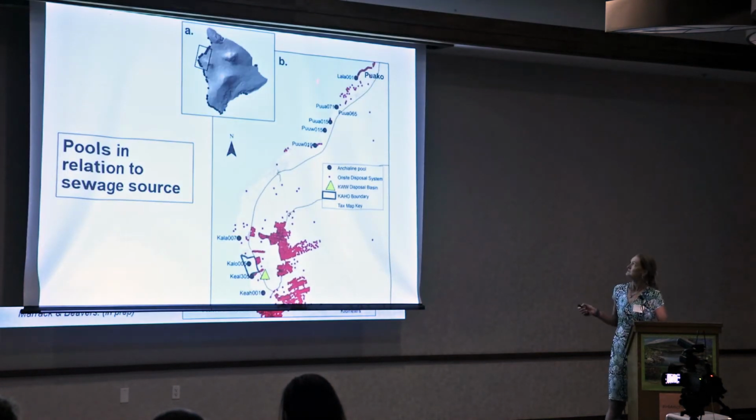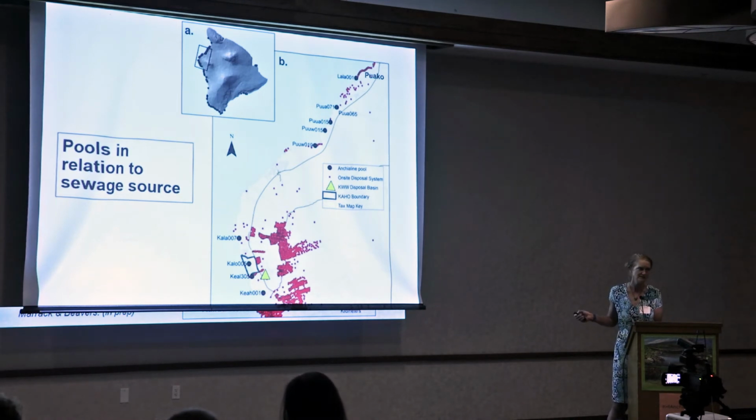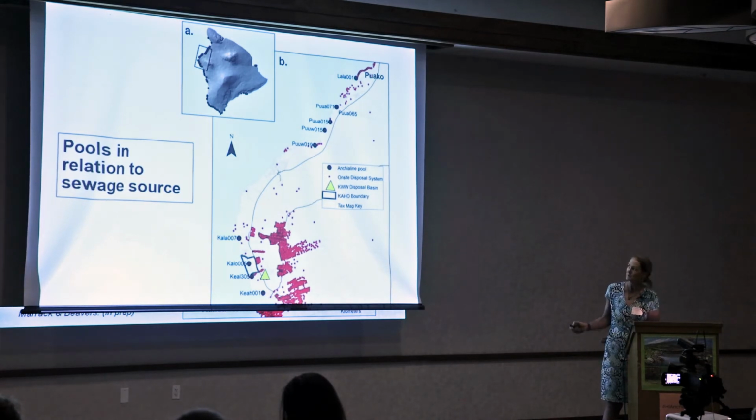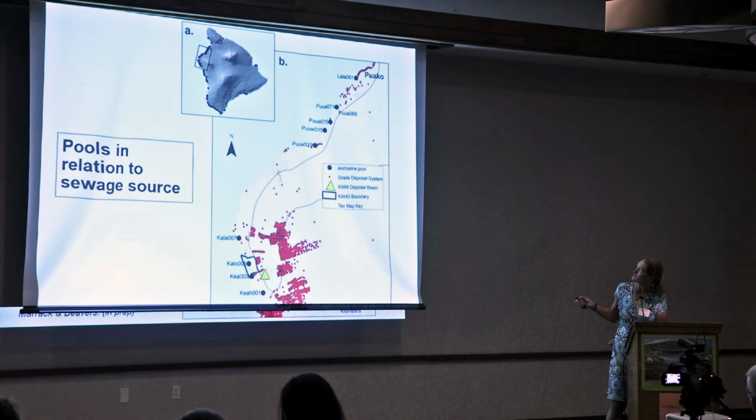So here we have West Hawaii. With the black are a number of pools that I had collected stable isotope data in back in 2014 when I was at UC Berkeley. The red are actually a map of all the on-site disposal systems for sewage. This is septic tanks and cesspools. You can see there are some along the coast, especially up near Puako. The highest density is down near Kona.